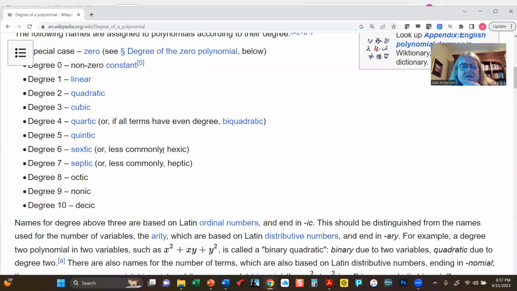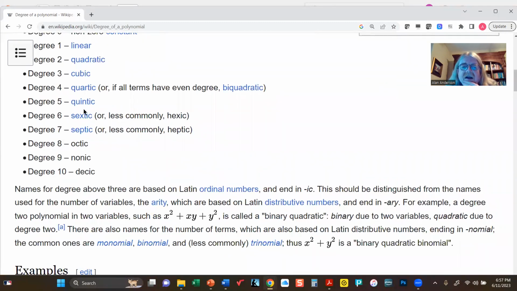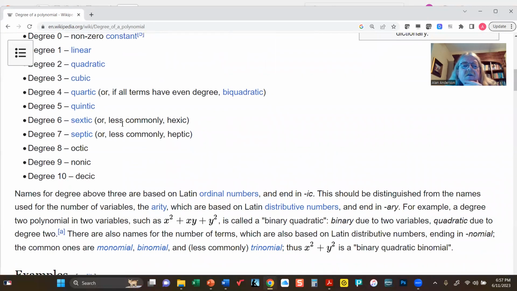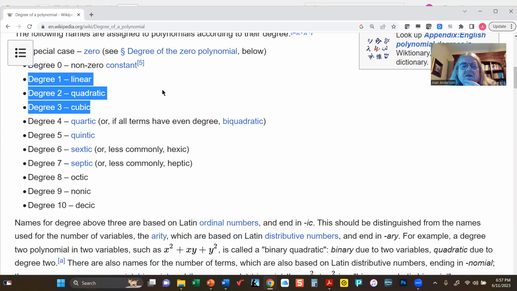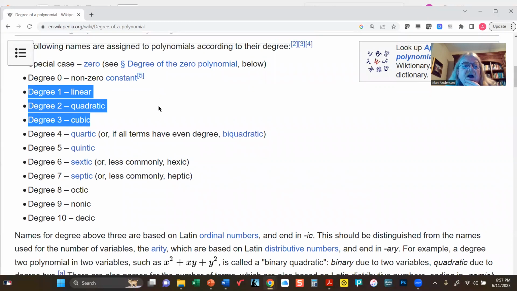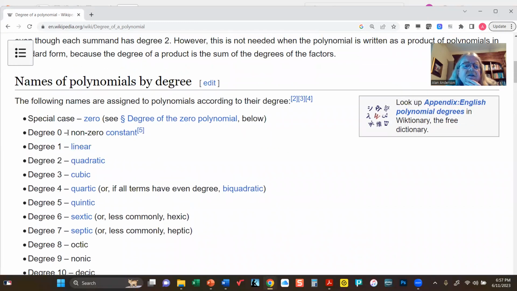But in practice, you can see, like, for example, 7 is septic. That's kind of a strange one. 8 is octic, 9 is nonic, and finally 10 is decic. You're not going to hear those very often. Like I said, for practical applications, most of the time the functions you run into are either 1st, 2nd, or 3rd degree.